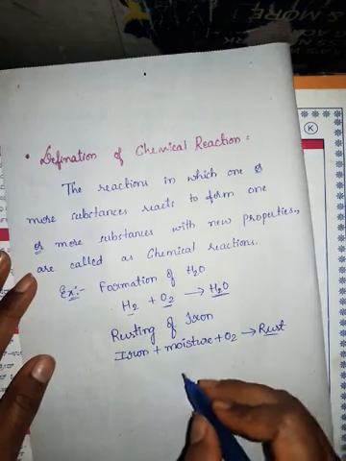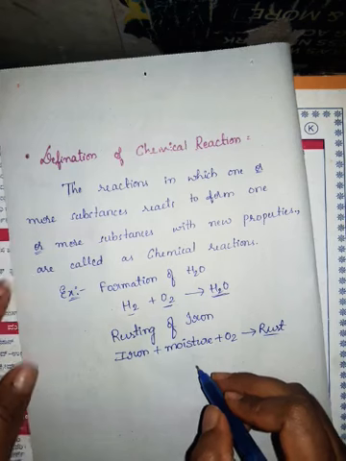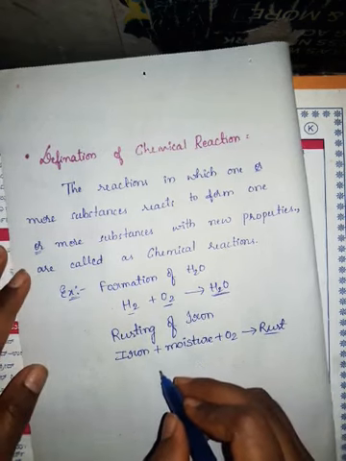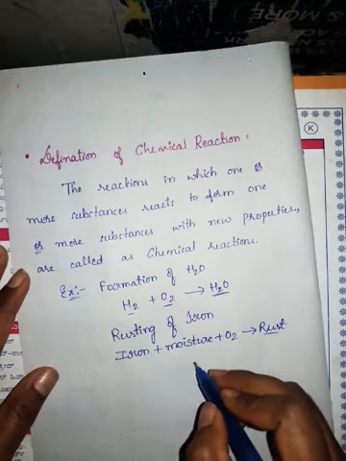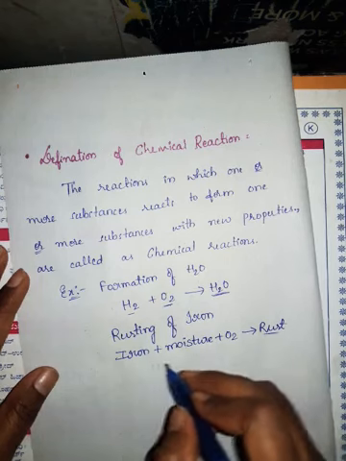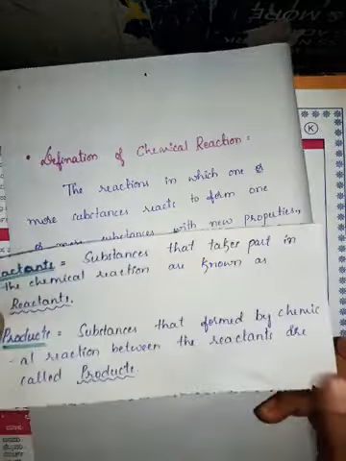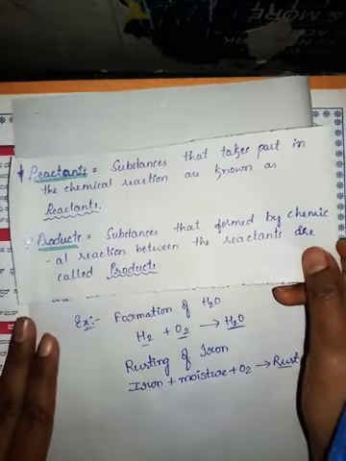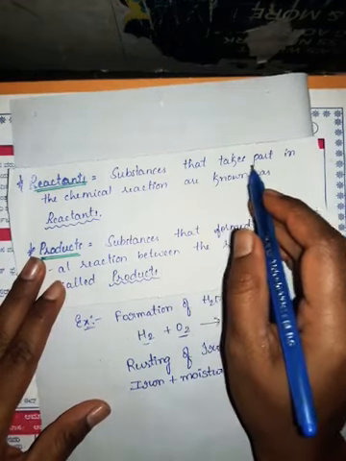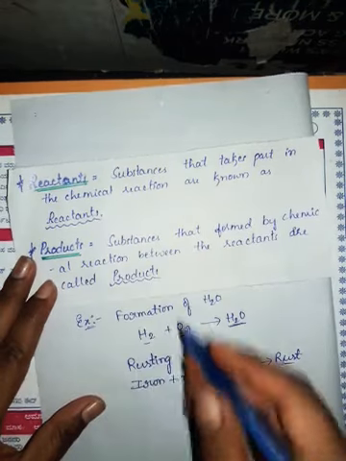They are cooking of food, making tea or coffee, fermentation process during making idli or dosa, digestion, respiration, photosynthesis. These are all chemical reactions. Here we must know two terms: reactants and products. So what are reactants and what are products? The substances that take part in the chemical reaction are known as reactants.